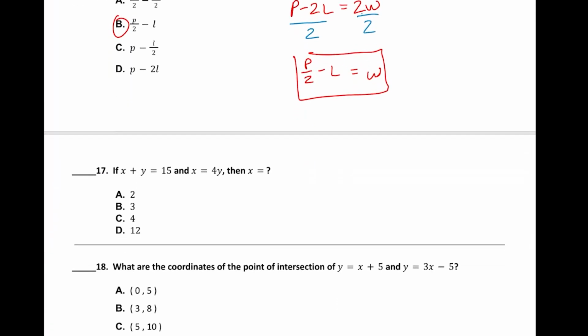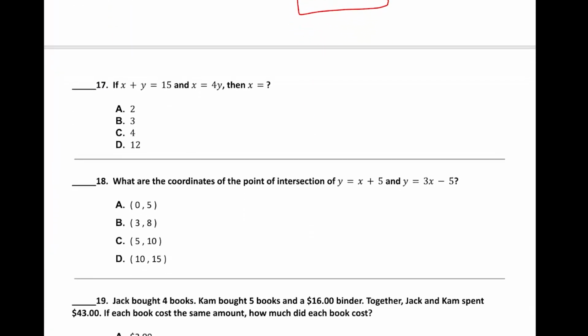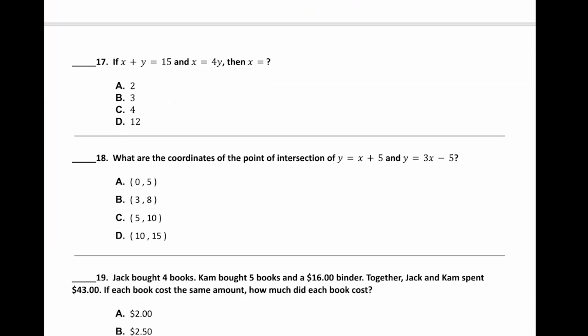Number 17, we've got another solving problem. We're trying to find x. It says if x plus y is 15 and x equals 4y, then what does x equal? So this is actually a system of two equations. We can use the substitution method. Since x is 4y, I'm going to use that and plug that in for x right here.